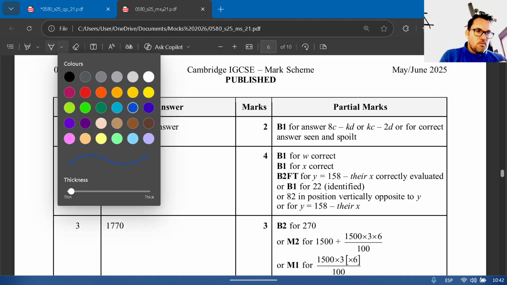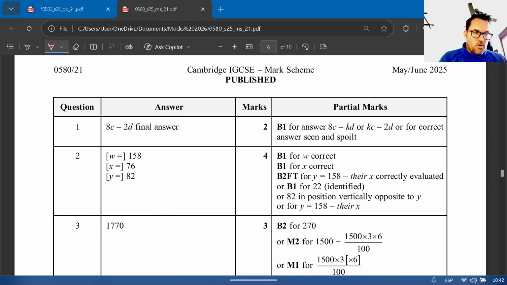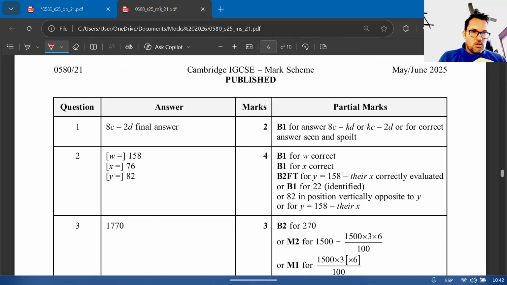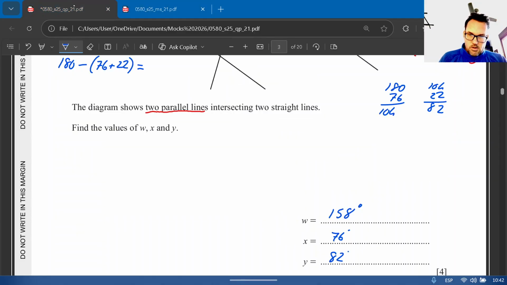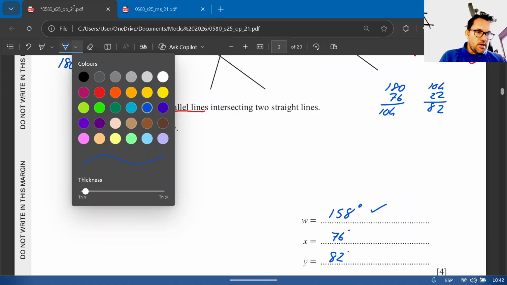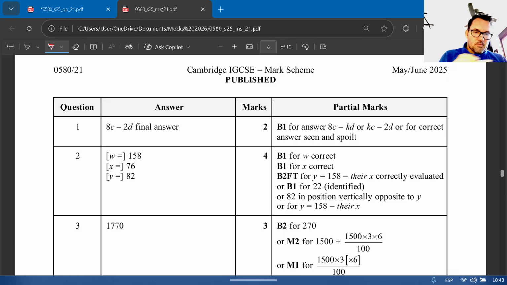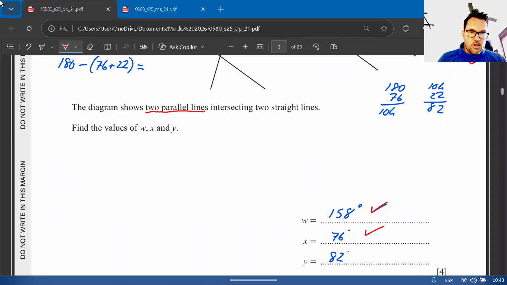Right, mark scheme: 158, 76, 82. How much for each? Let's just see. So you get 1 mark here. Oh, why is it on red? 1 mark here, 1 mark for that. Alright, so you get 1 mark then for working out.